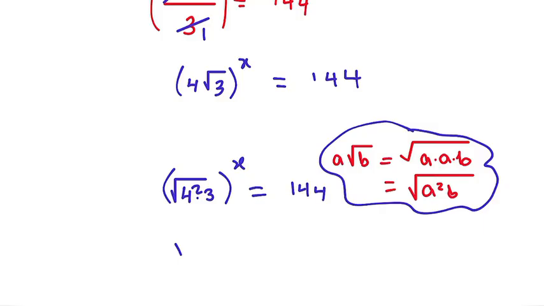Alright, so from there we're going to see we have what? 4 squared is 16. 16 times 3, we're going to have 48. We have 48, then to the power of x equals 144.